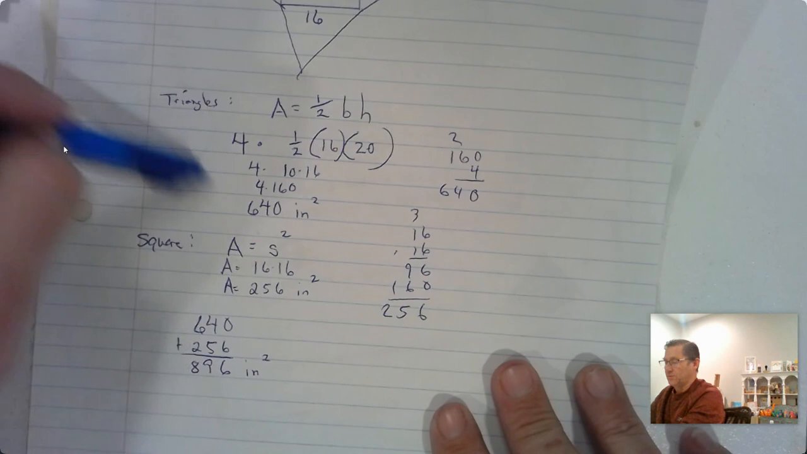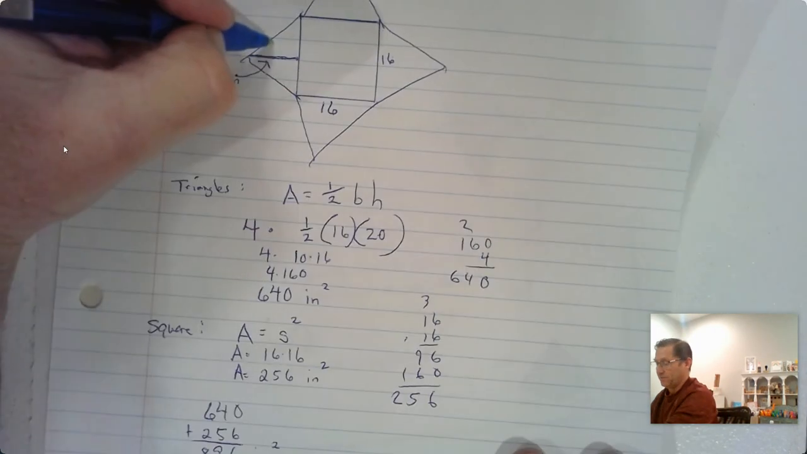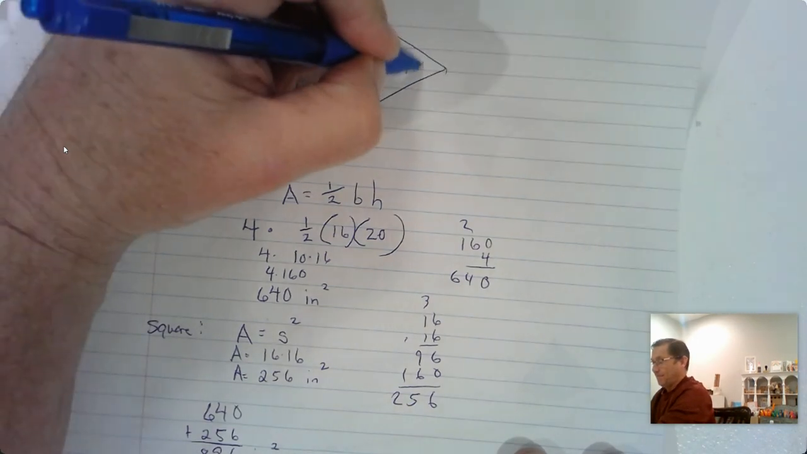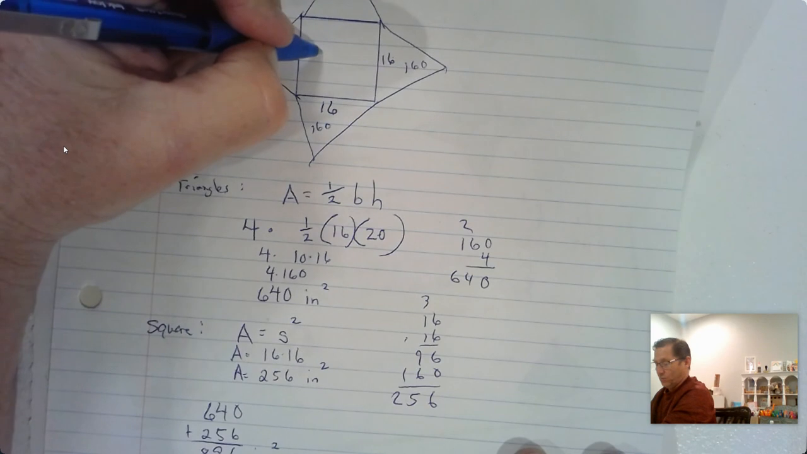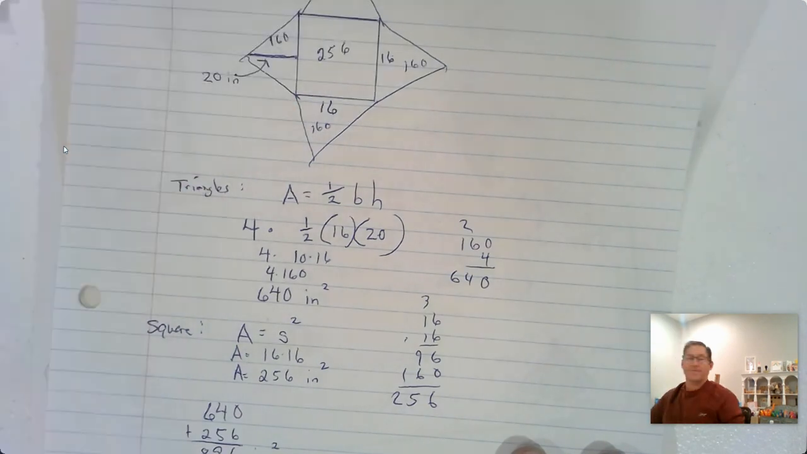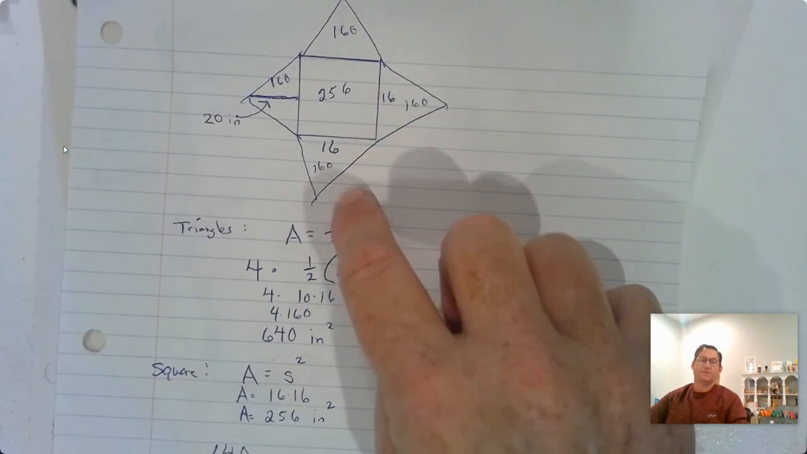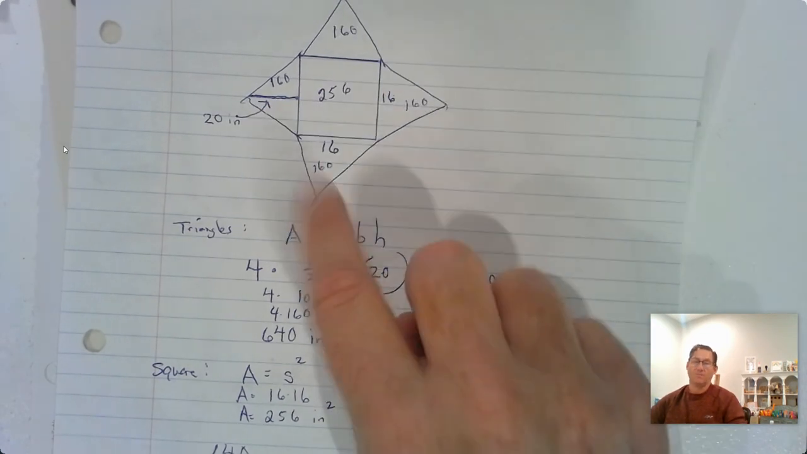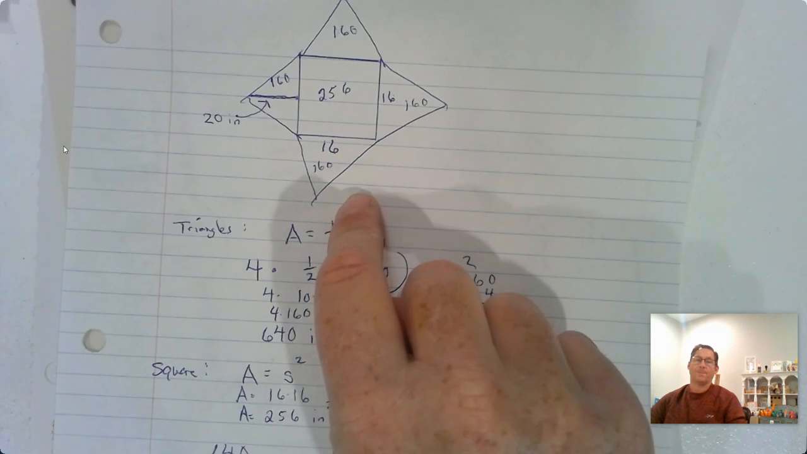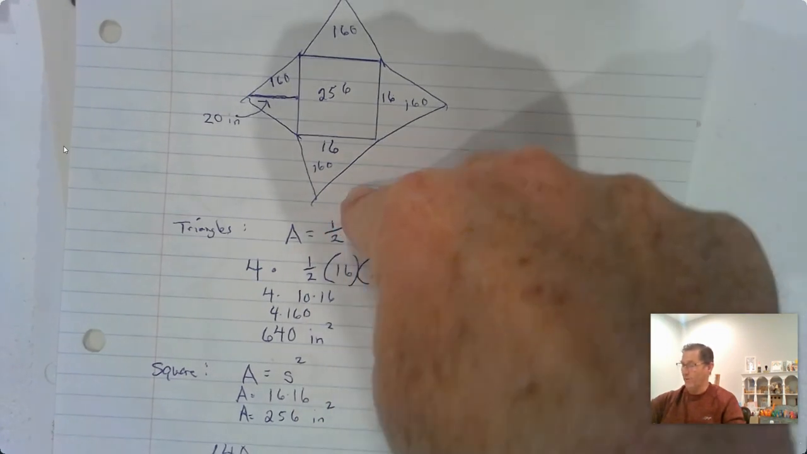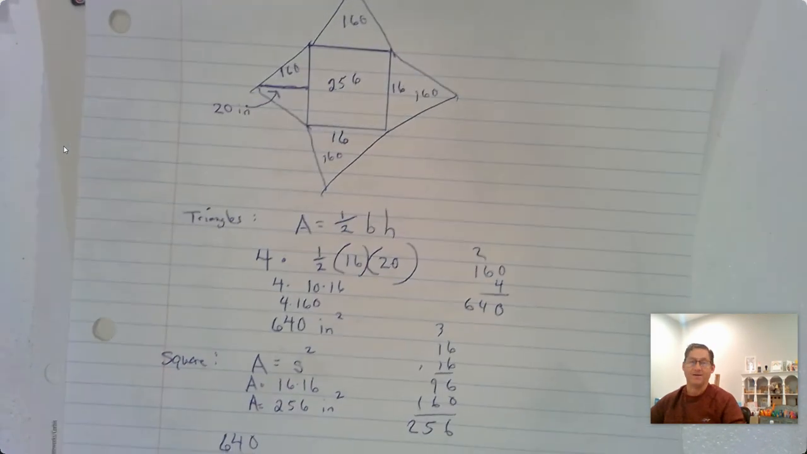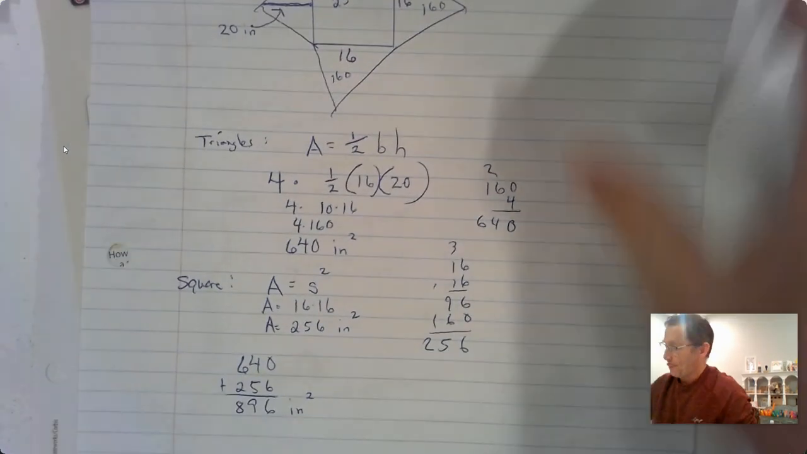So again, all we did first was find the area of each of the triangles, and they were 160. The square was 256, and so we just added up all of these. So rather than go 160 plus 160 plus 160, I multiplied it by 4. That gave me 640, and then I added it to the area of the square, giving me 896 square inches. All right.